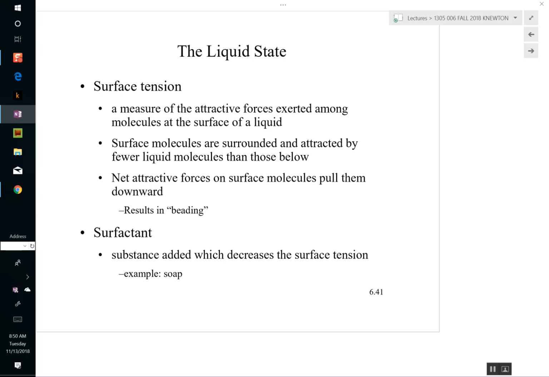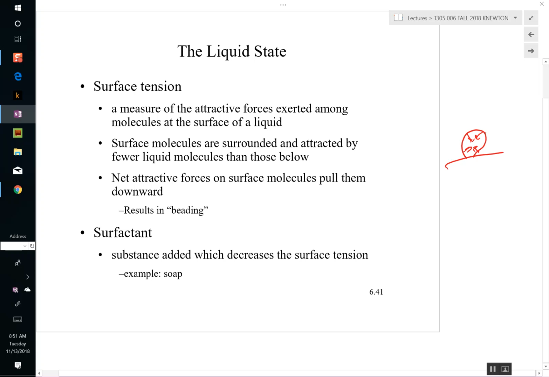It'll come out evenly on the car instead of being beads like this on the car. It beads up because actually the water is attracted to itself, and it's forming a little bead.